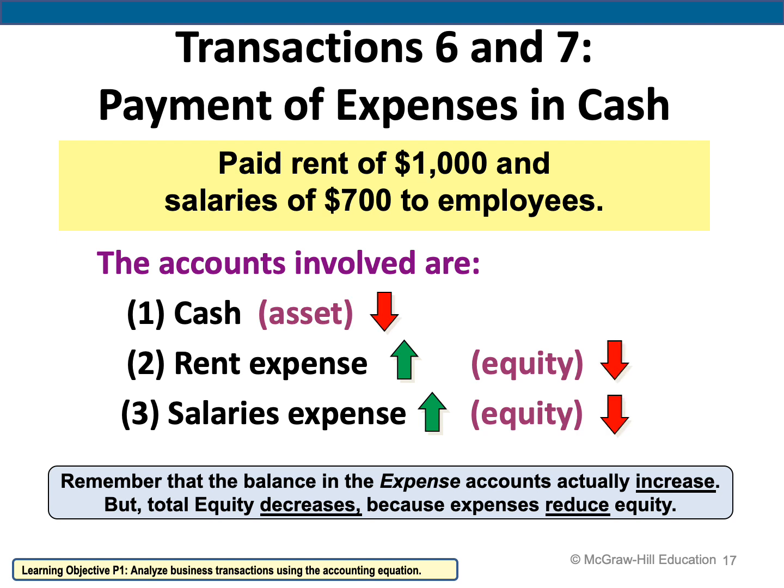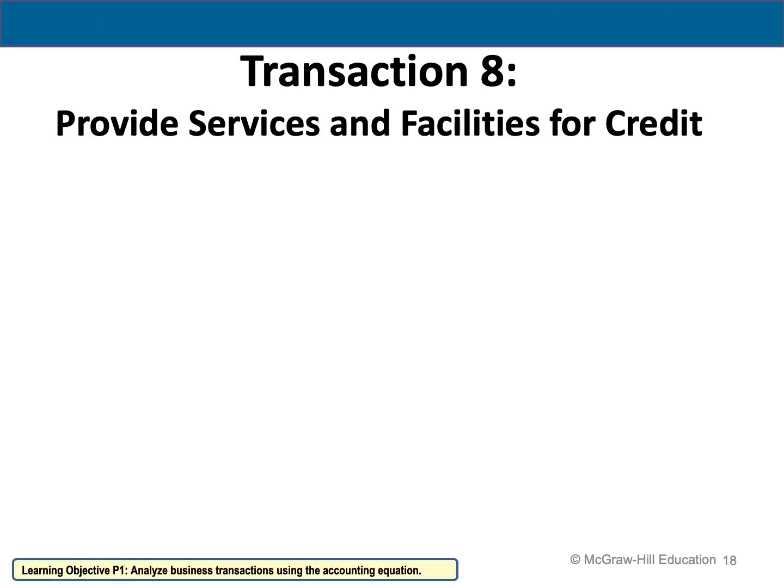So now my question here: why are the rent expense and salaries expense increasing? Because it means that my expenses are increasing. I'm paying out lots of money. Why is cash decreasing? Because the company is paying the salaries and the rent in cash form. Let's move on to transaction 8.